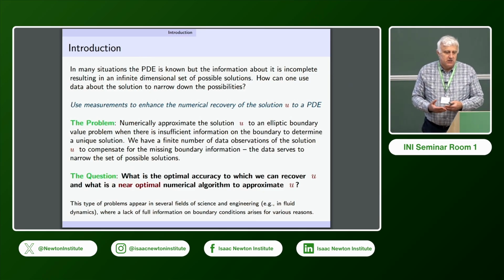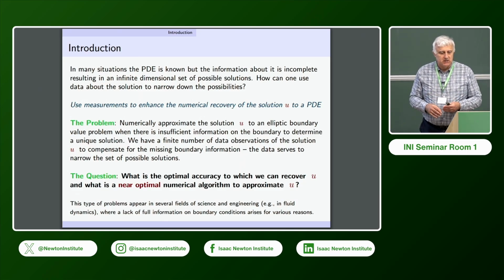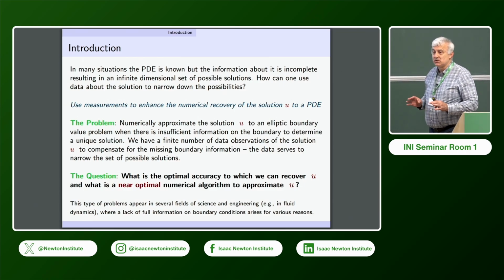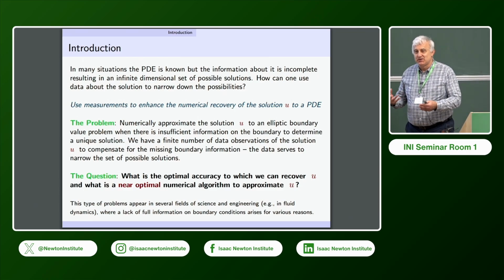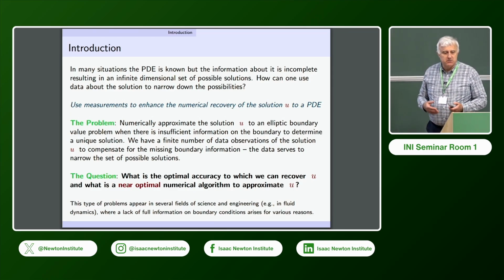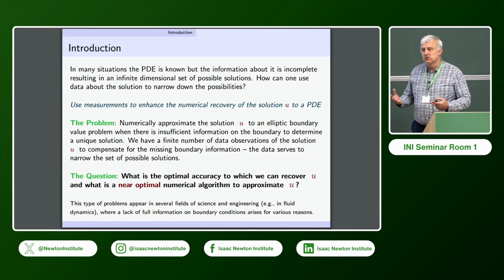So the problem is to use this data to have a better understanding of what could be the solution. And of course, we want to take a fruit fly for our first experiments. So we are taking an elliptic boundary value problem, and we assume that we don't know the boundary.